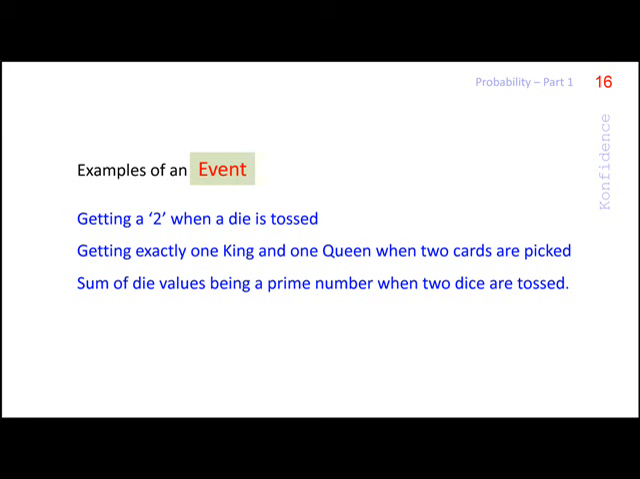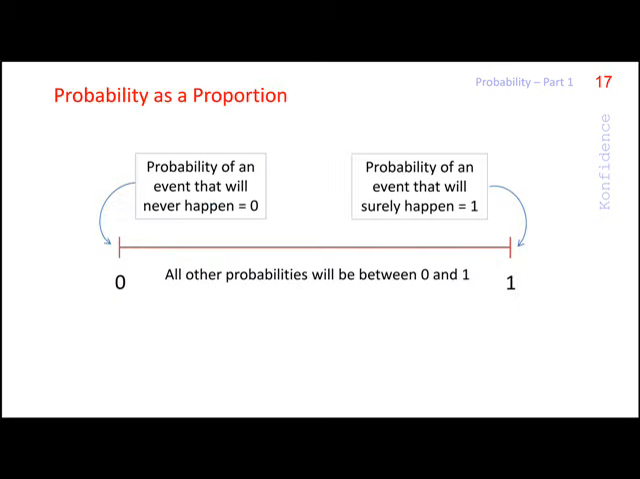An event could also be a function or derivative of the outcomes. For example, sum of die values being a prime number when 2 dice are tossed. The maximum value of probability is 1 and the minimum value is 0. Probability of a sure event is 1 and that of an event that will never occur is 0. All other probability values will be between 0 and 1.